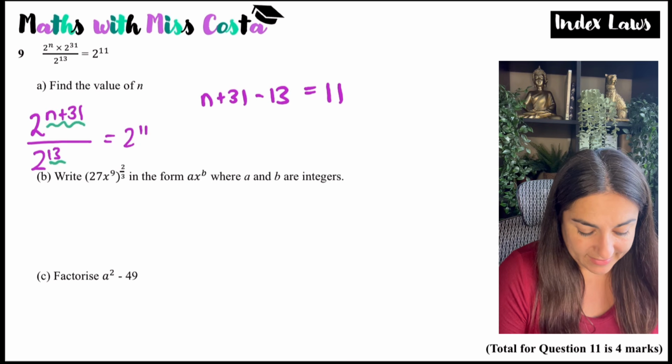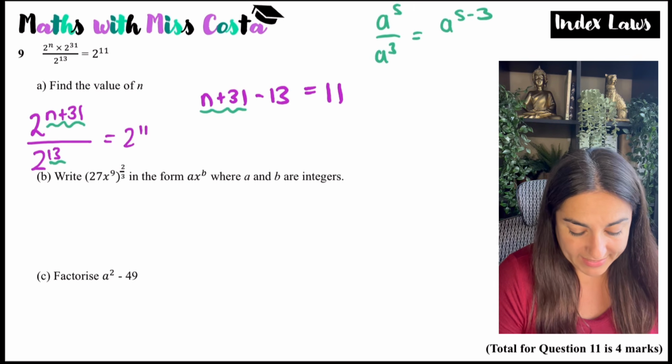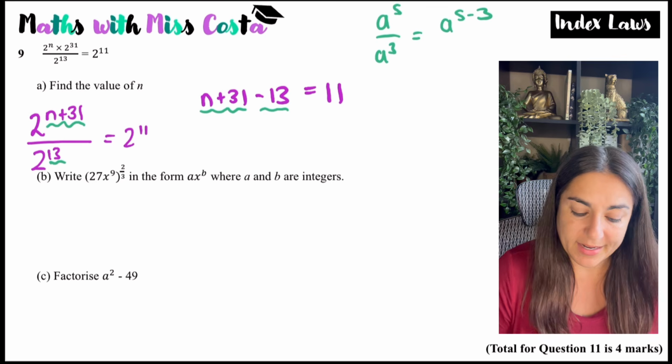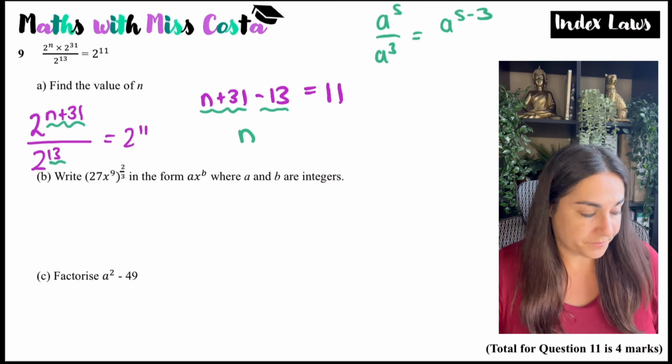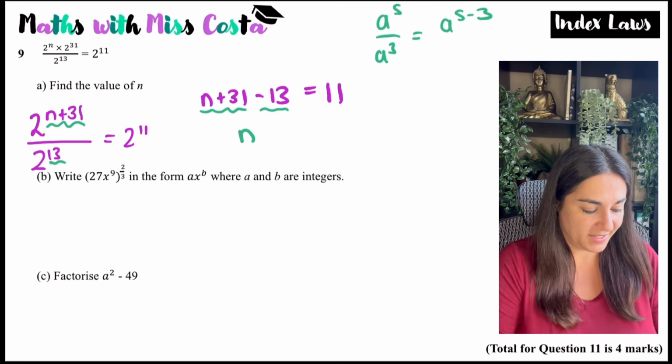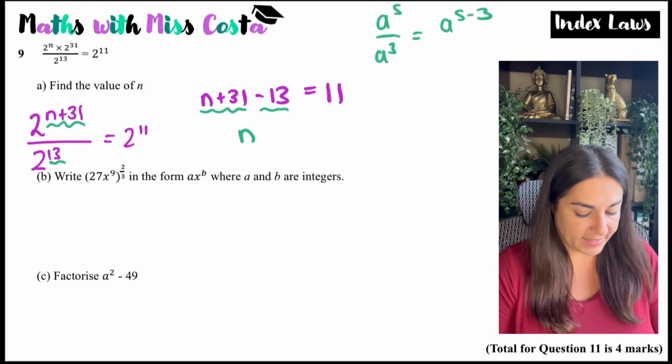Because this divided by this, just like if I had a to the power of 5 divided by a to the power of 3, I would do 5 take away 3. What I'm doing is this take away this. And now I've got a little equation. I can figure that out. So 31... I'm going to use a calculator just because it's been a long day. 31 take away 13 is 18.